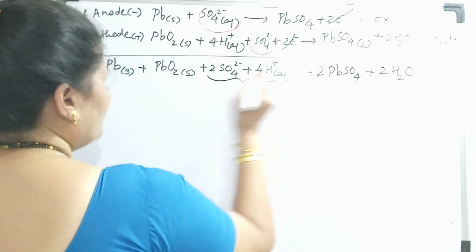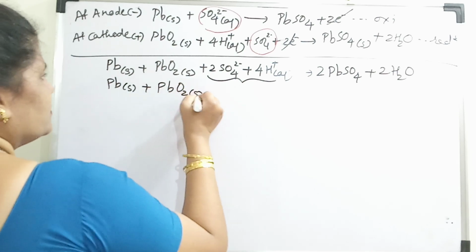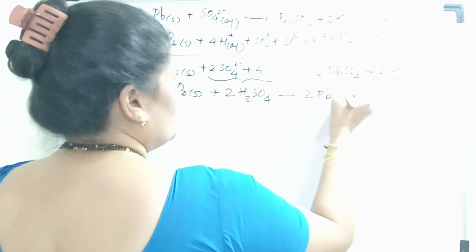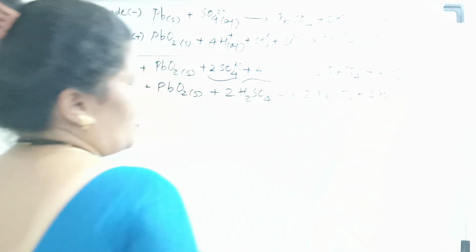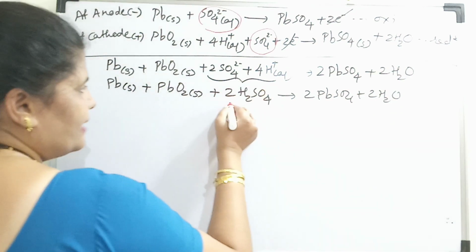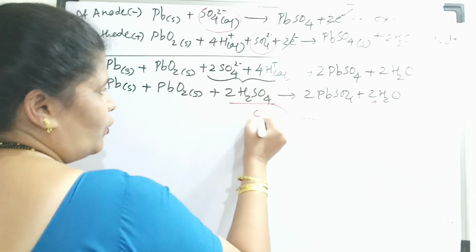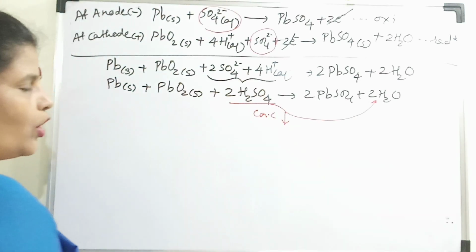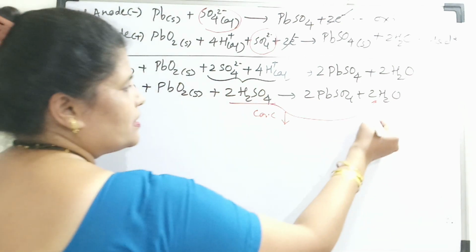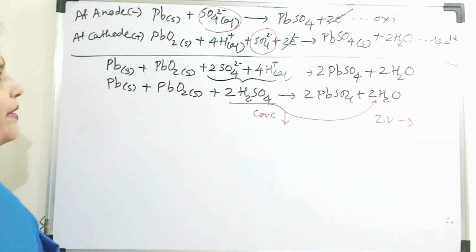Now, if I combine them, what I will get is Pb plus PbO2 plus 2 moles of H2SO4 gives 2 PbSO4 plus 2 H2O. Now, this is your final equation. What you observe here, this is the discharging reaction, students. H2SO4 gets converted to water. What it means? That H2SO4 concentration decreases. And when the concentration of H2SO4 decreases from 38% to a lower value, the potential of the cell decreases from 2 volt, and therefore the cell requires charging.